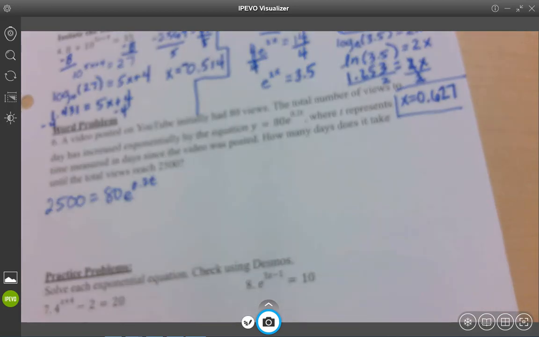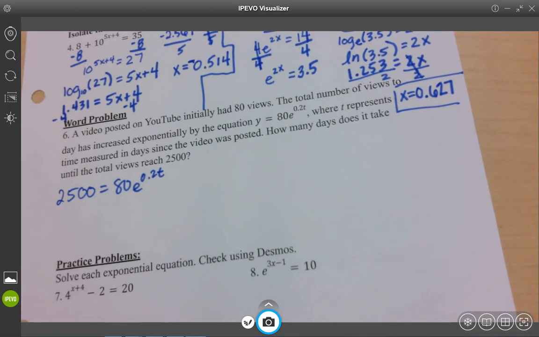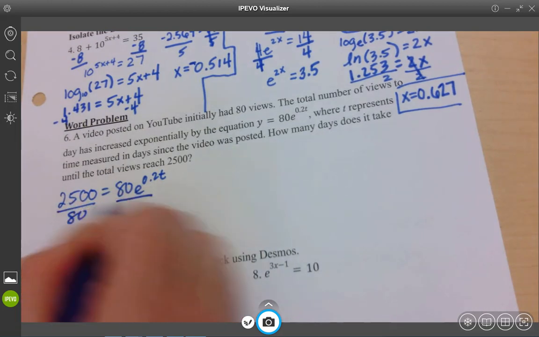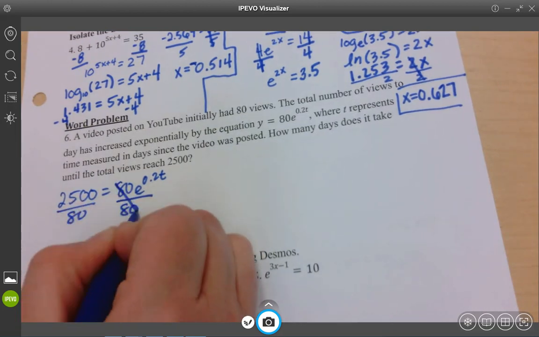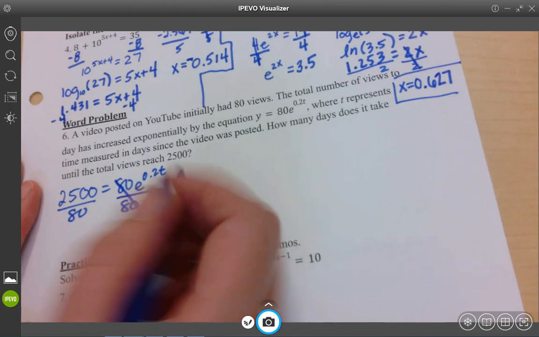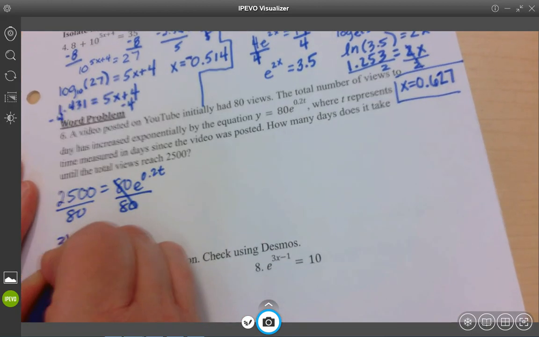Okay, and we're trying to get e to the 0.2t by itself. So how do we get rid of the 80? Divide it. Yep, good. So we're going to divide by 80. And I'm going to use Desmos to do that. I get 31.25, which I think I saw on some of your papers, so I know I'm in the right direction here.